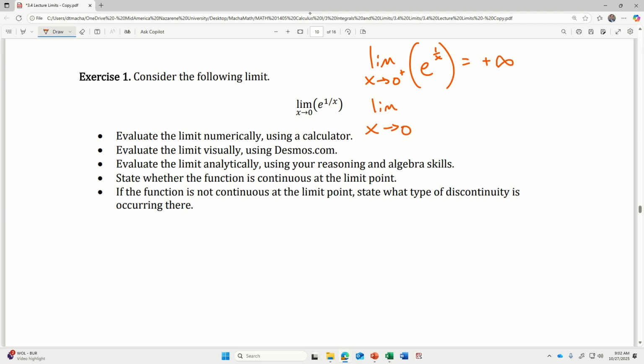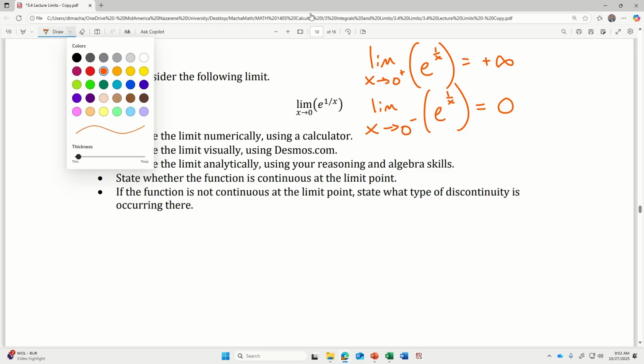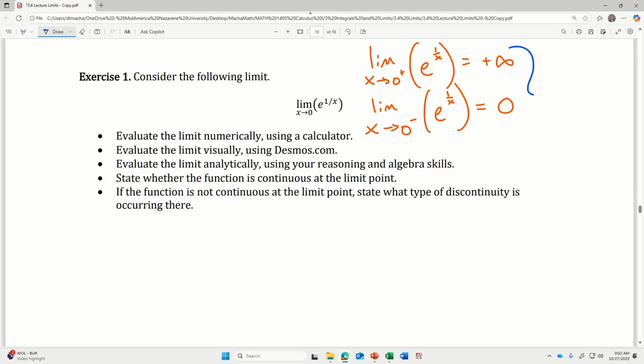Remember, this is my notation for right side limits and left side limits. And if the right sided limit doesn't agree with the left sided limit, then the limit does not exist.